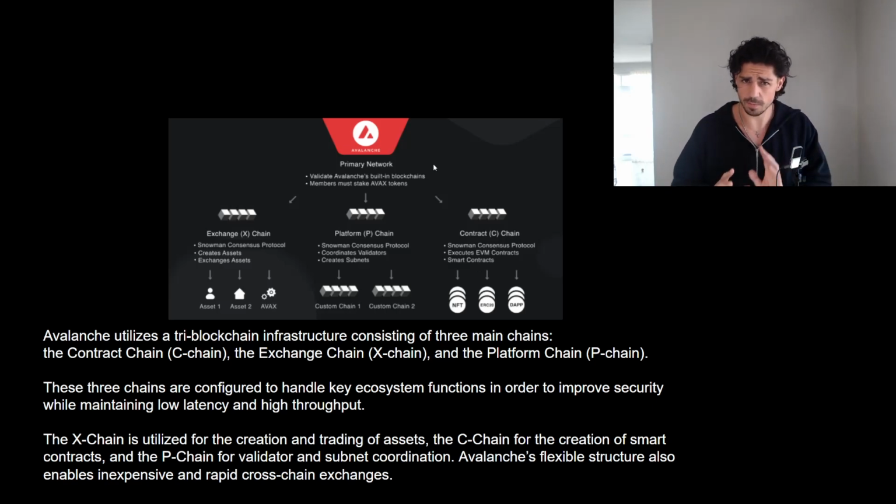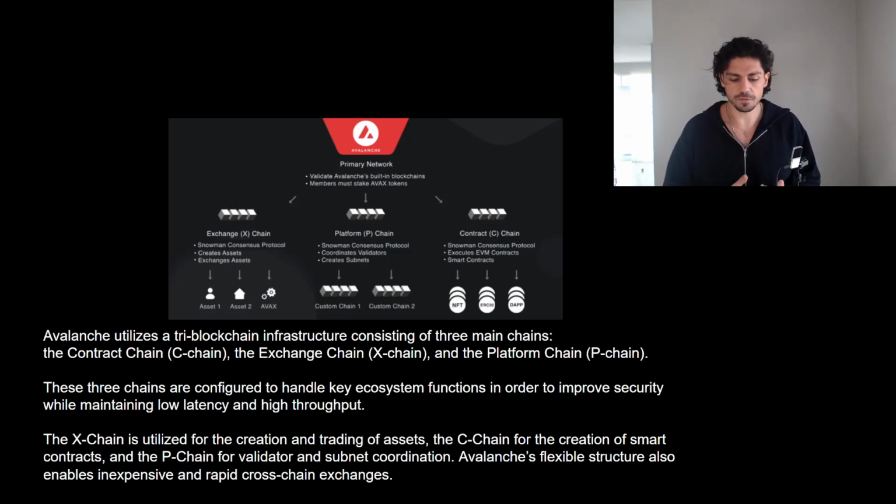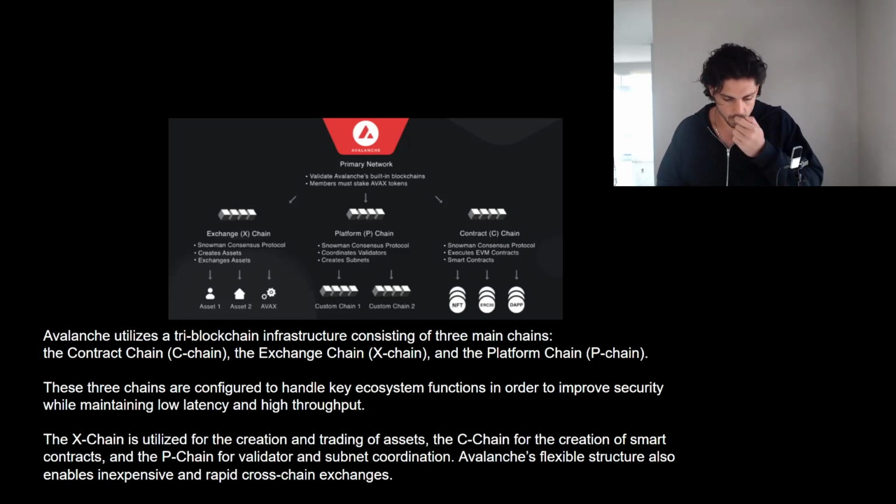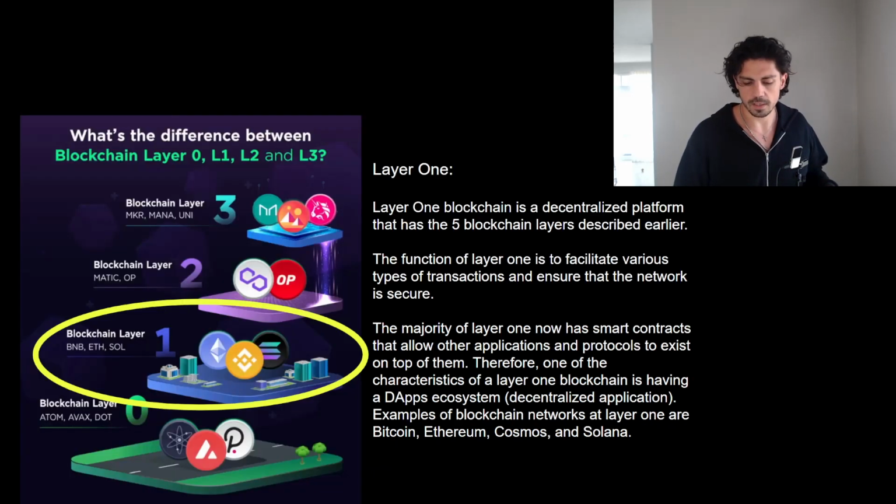So Avalanche, just to talk about Avalanche a little bit more, has three different chains. It has the contract chain, the C chain, which is the one I just talked about, the exchange chain, the X chain, and the P chain. So we'll talk about those a little bit more later.